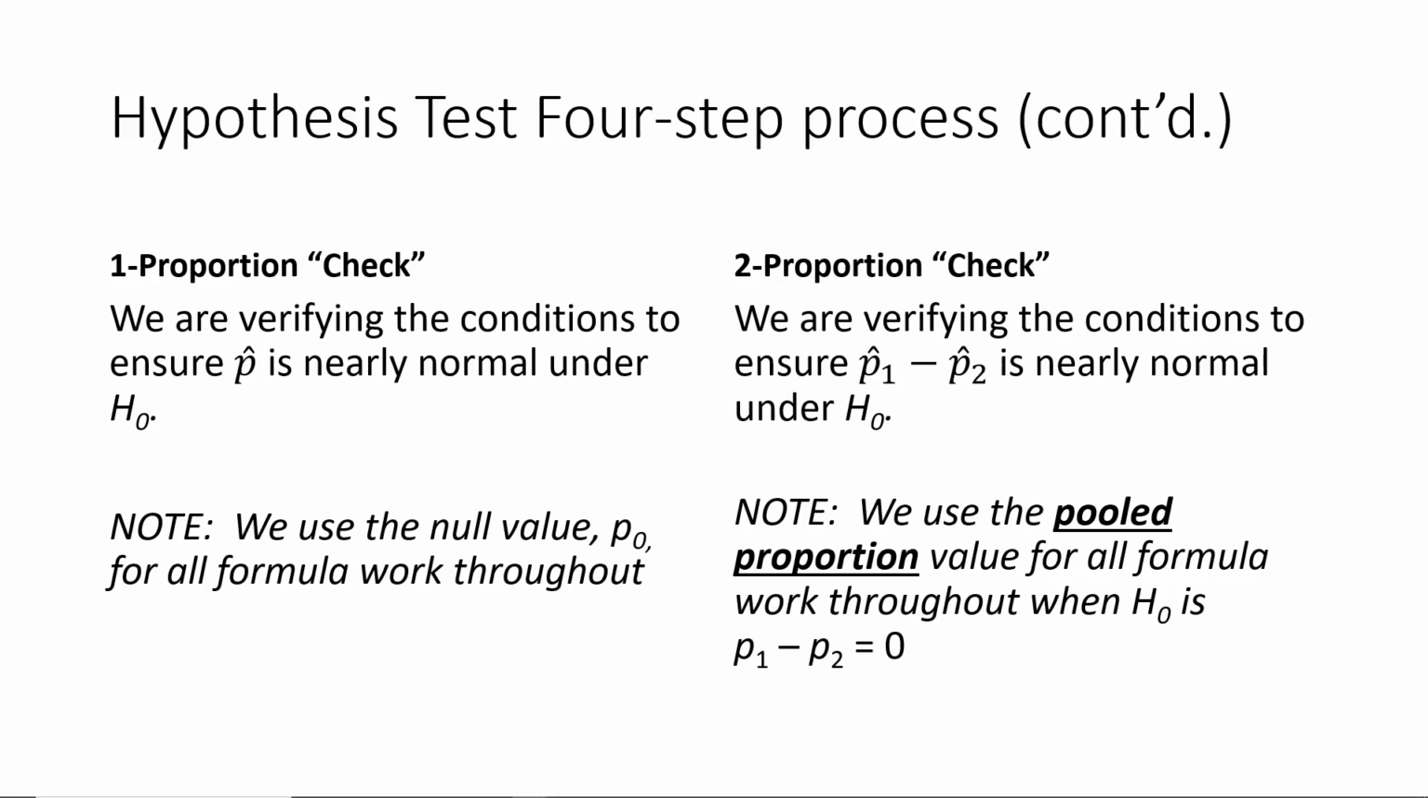The biggest difference, however, is shown in the note down below. For the one proportion case for checking the conditions, we use the null hypothesis value p subscript 0 for all formula work throughout, whereas for the two proportion case, we use what is called the pooled proportion value for all formula work throughout. And that's when the null hypothesis is the difference of population proportions equaling 0.